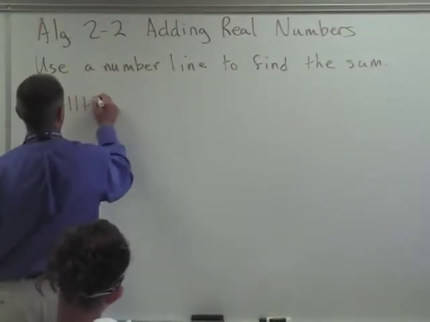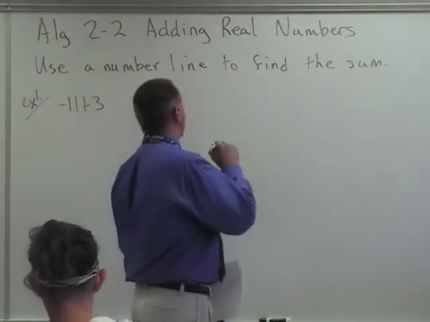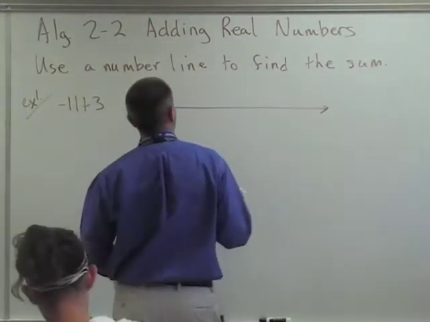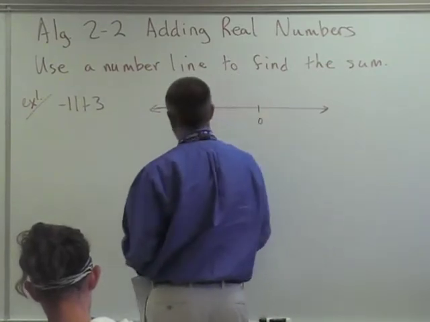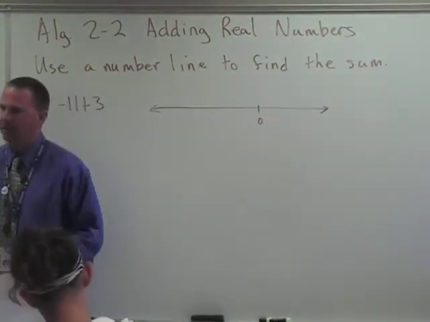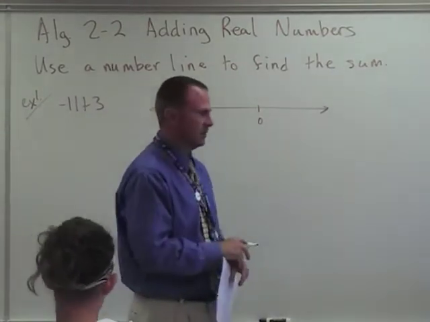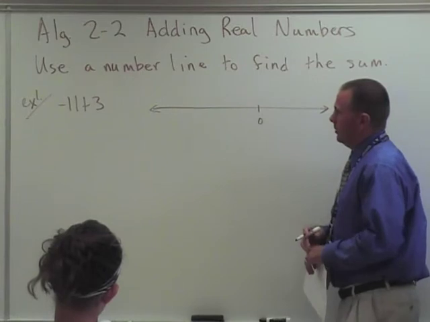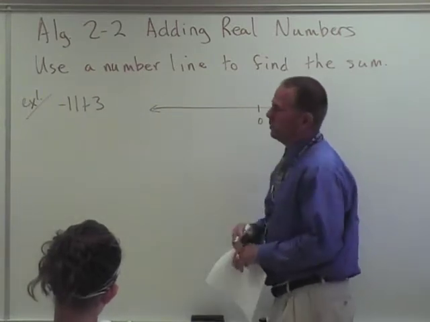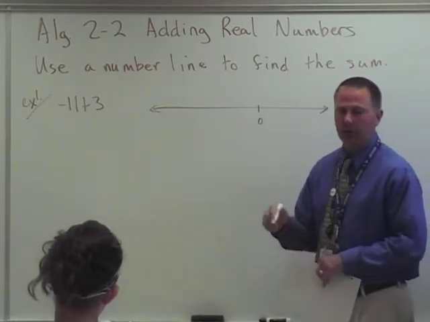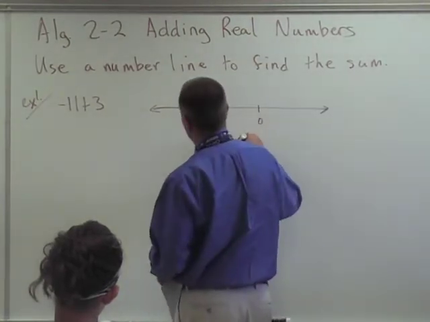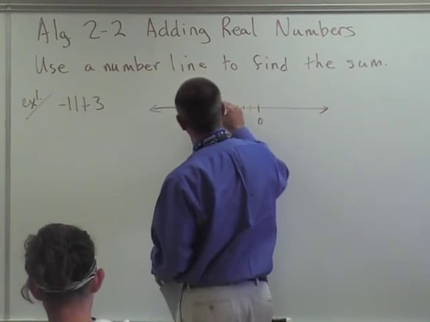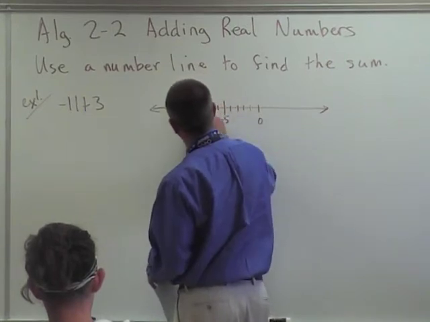So negative 11 plus 3. I want you to put this on a number line. You're first going to draw your number line. I'm going to put 0 over here. I'd like you to have 0 on your number lines, unless it's some gigantic number. Now I want you to start at 0. This is not how it's explained in the book, but I want you to do it like this. We're going to go back to negative 11. 1, 2, 3, 4, 5, 6, 7, 8, 9, 10, and 11.